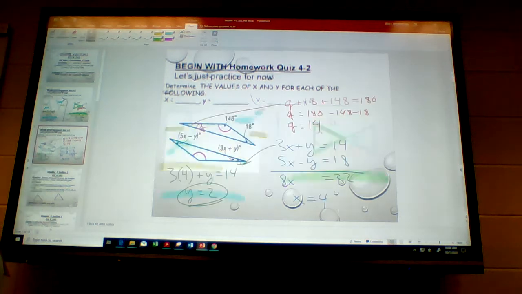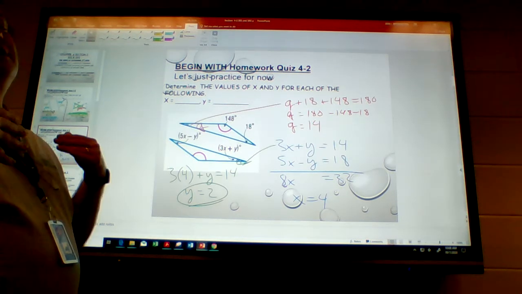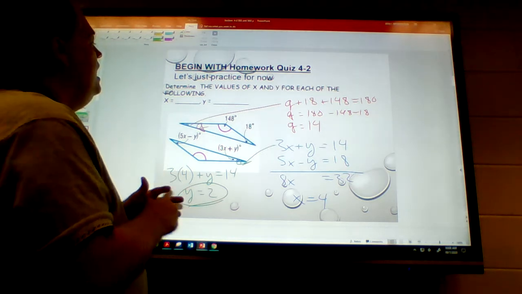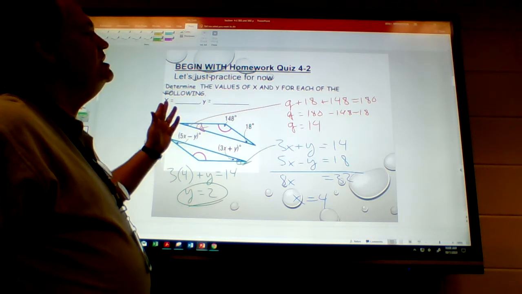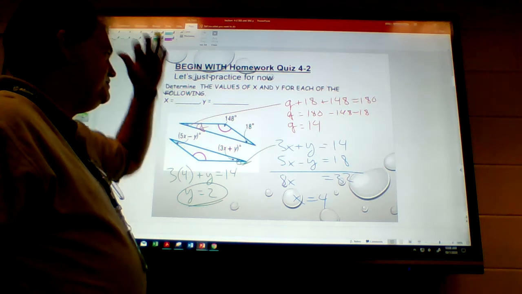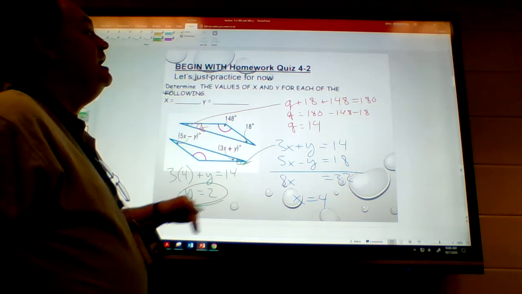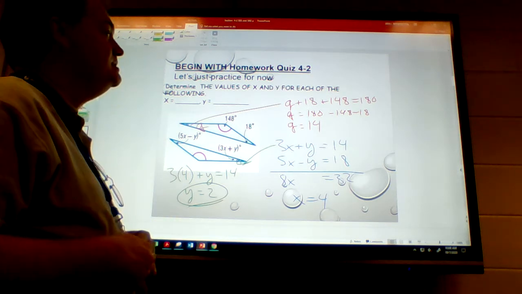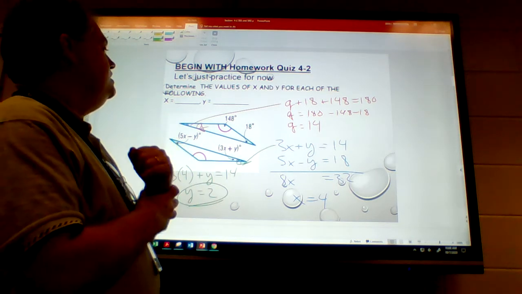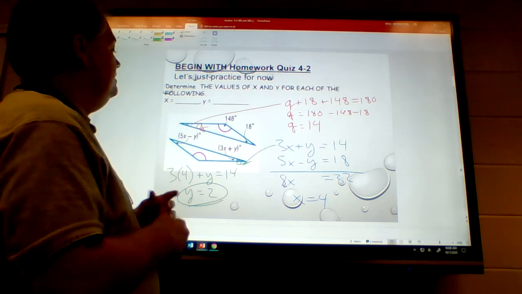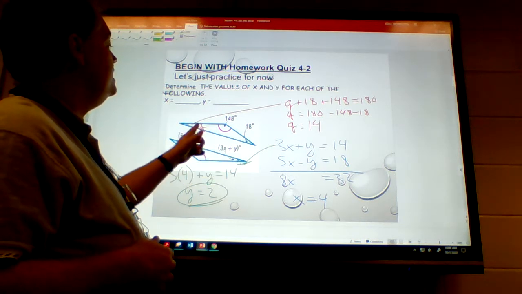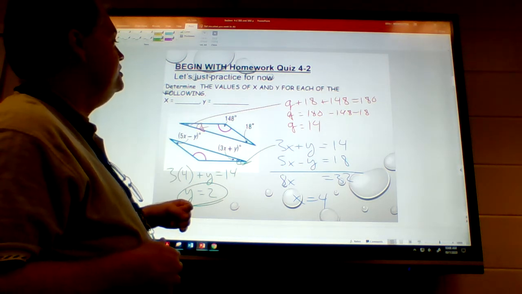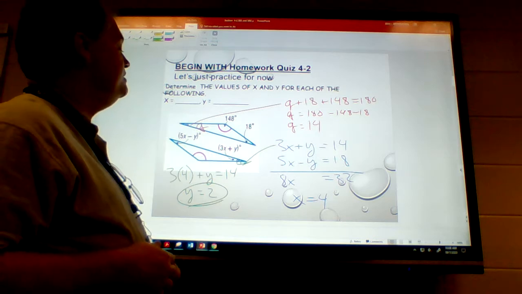All right. Now, this next one was a little tricky. I had an unknown angle here. I called it g. So g plus 18 plus 148 equals 180, and we did the math knowing that the sum of the interior angles of a triangle is 180 degrees. So I get g equals 14. So here's what I do know. I know that 3x plus y equals g, which is 14. So I know that these two angles are congruent.